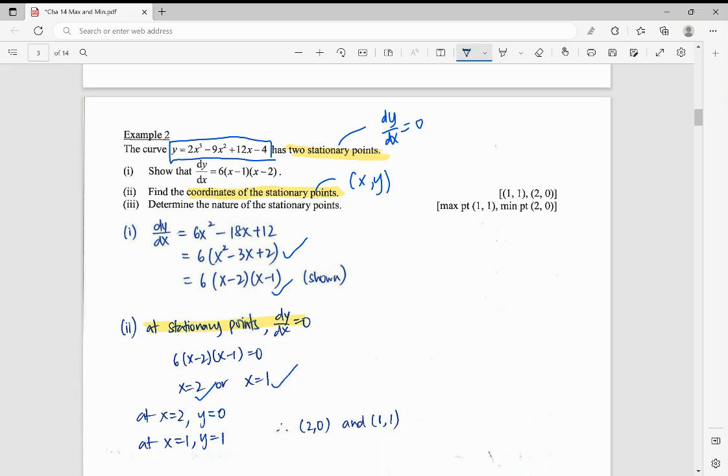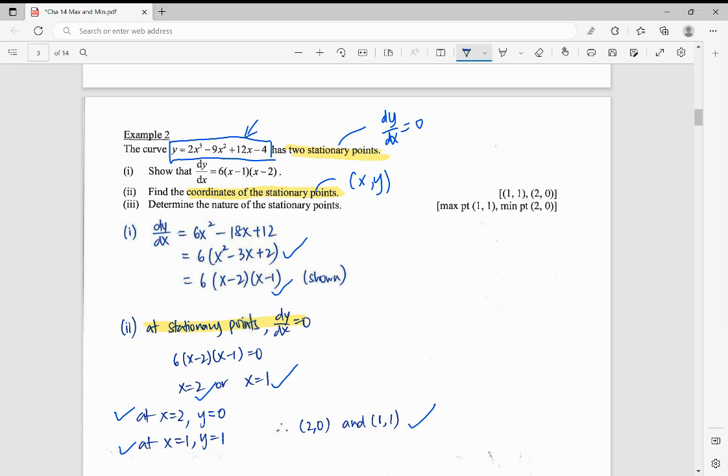So I will equate my dy/dx to 0 and I will be able to solve for two x values. Once I have this, I will sub x equals 2 into my y, which is here, and I will get y equals 0. I will do the same thing for the other value of x, and I'll get y equals 1. With that, I'll be able to get my two pairs of coordinates. So this is my part 2.